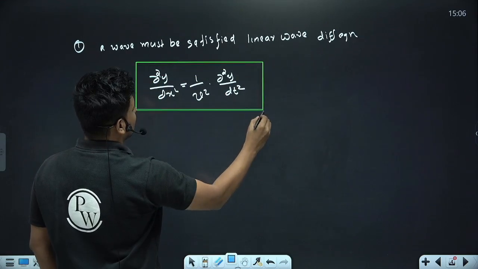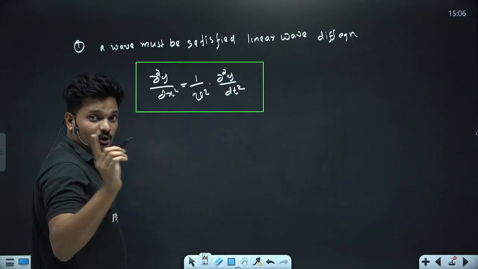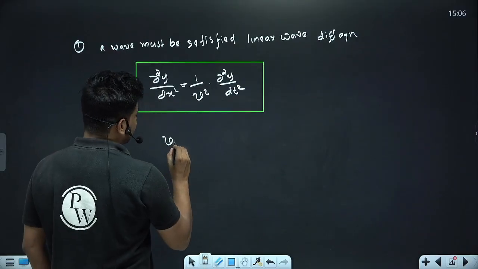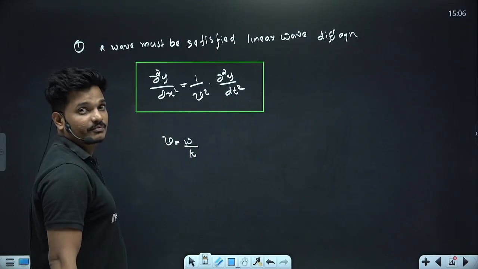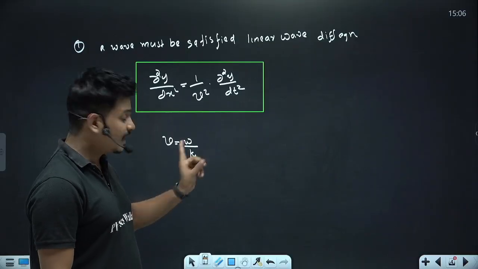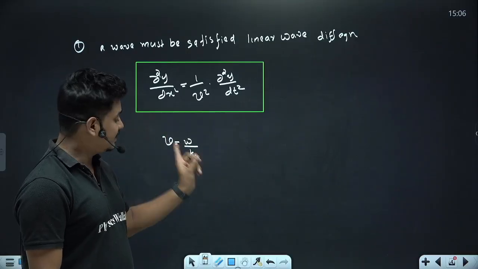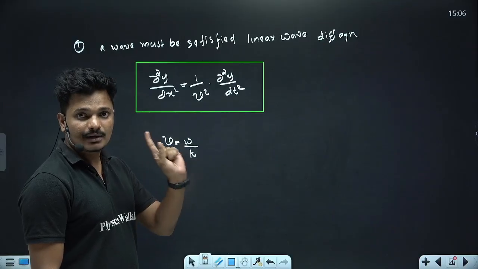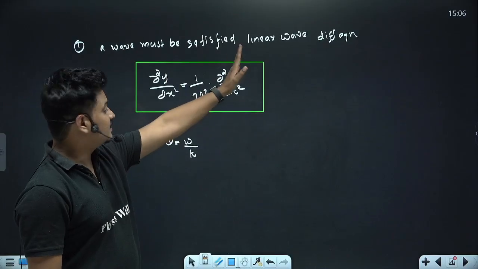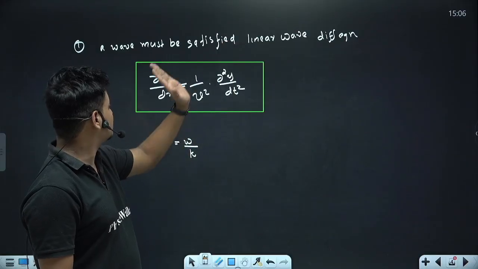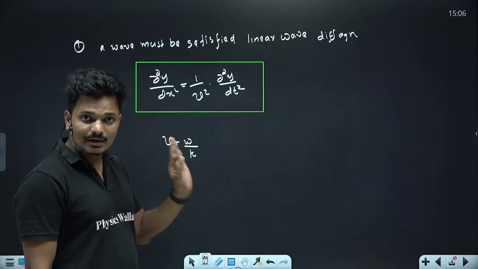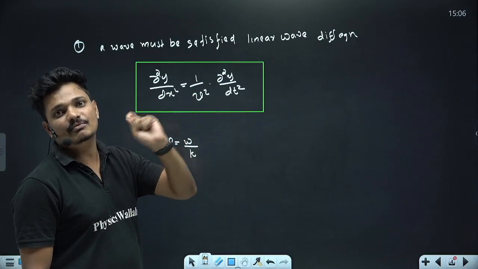In here, what is v? V is the velocity of the wave. So v is equal to omega by k. What is omega? Angular frequency. And what is k? That is the angular wave number. This must be satisfied. A wave must satisfy this situation, then only it is called a wave.